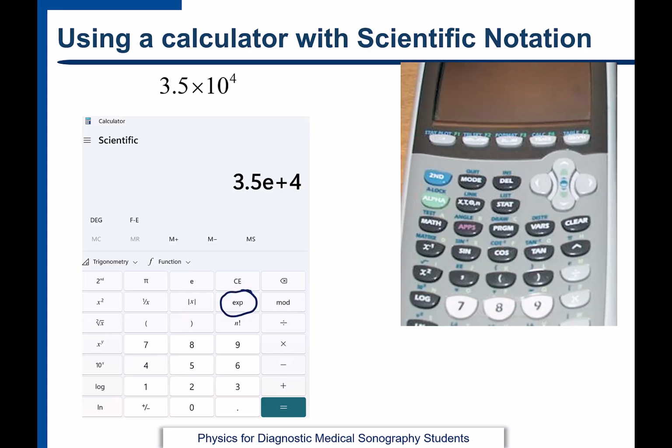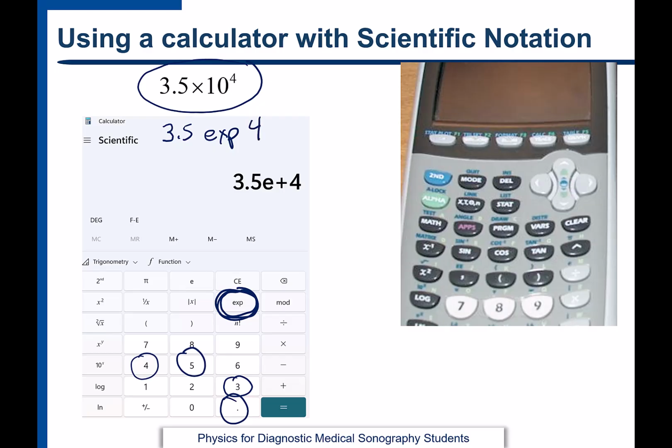Let's say I wanted to take 3.5 times 10 to the fourth and enter that on my calculator. Well, in the Windows calculator, you'd type in 3.5, then you'd hit the exp key, and then whatever the power of 10 is, which in this case is 4. So 3.5 exp 4, and when you see the calculator display it, it's going to display it this way. Notice that means 3.5 times 10 to the fourth.